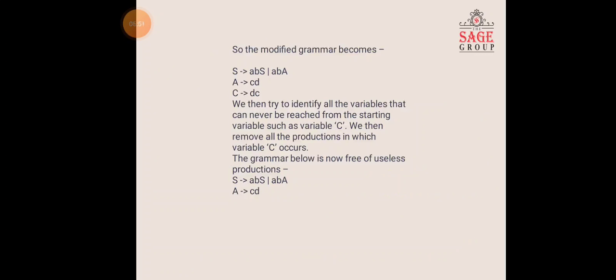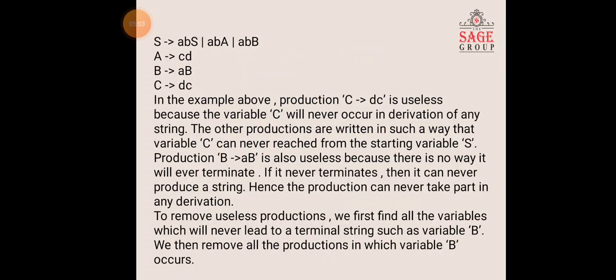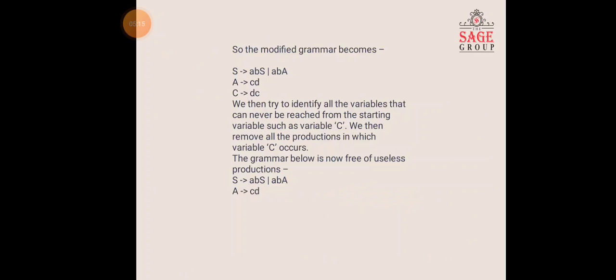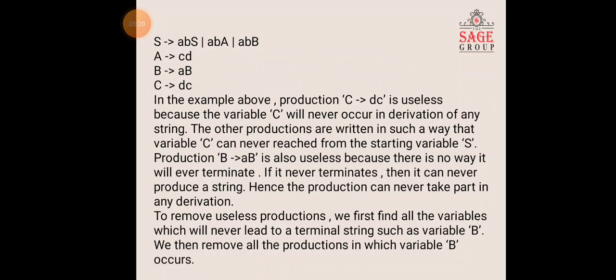The modified grammar will become, for example, S tends to ABS as the first production, which we are going to include in our modified grammar. Then S tends to ABA will be there, because no terminal B is there, but S tends to ABB will not be there since it has a useless symbol. Which one is the useless symbol? B is the useless symbol, as we have discussed.